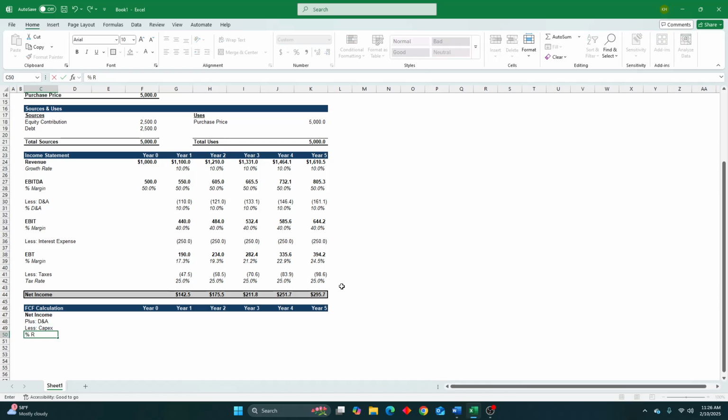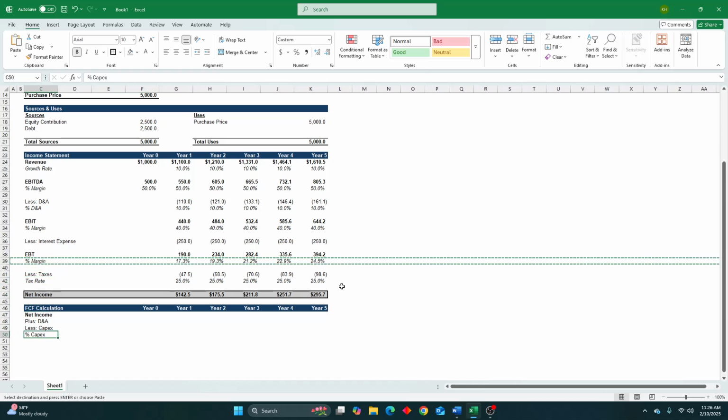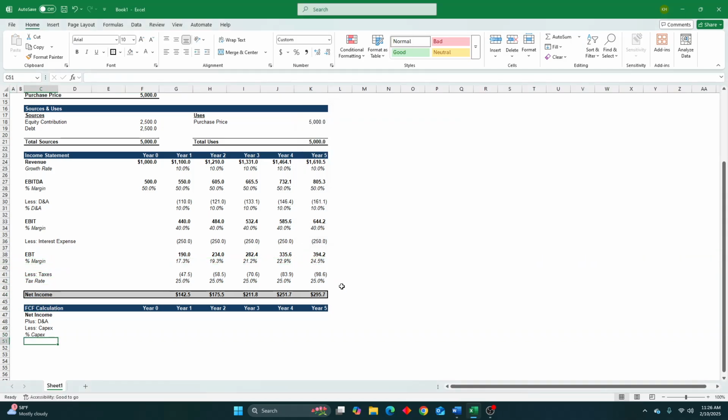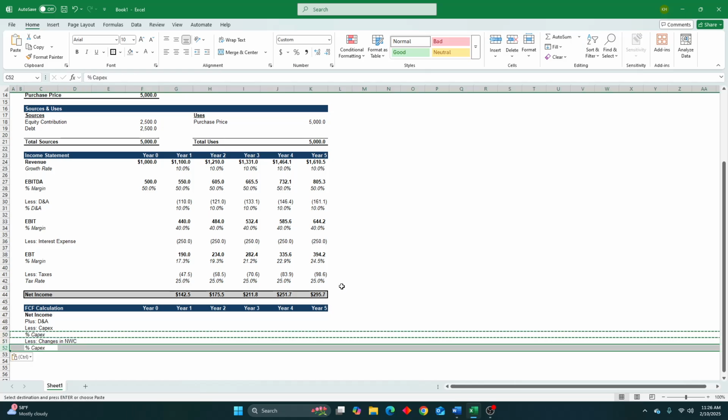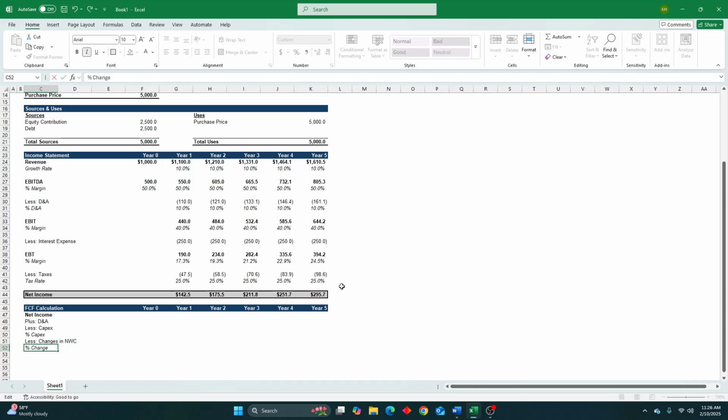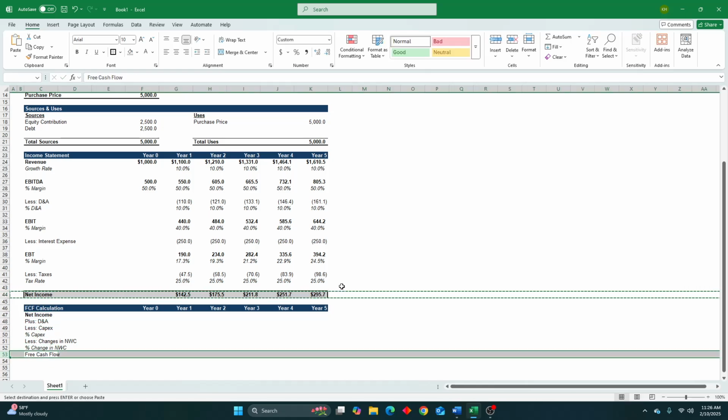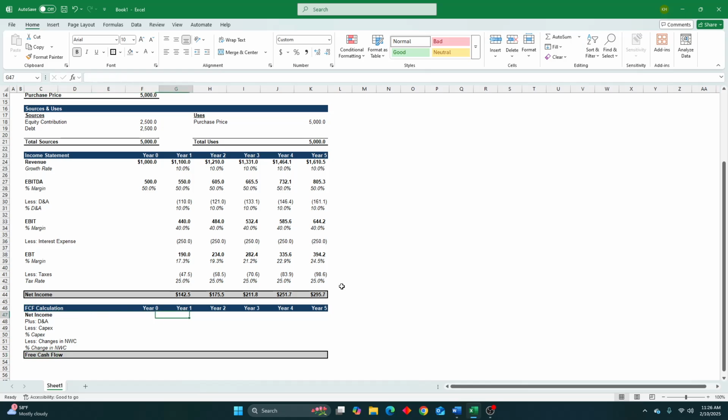This is going to be a percent CapEx. We can paste over some formatting. And then we're also going to take out our changes in net working capital. Then we'll do percent change in net working capital. And so then the end result is going to be our free cash flow. Paste the formatting over. Okay, so starting with our net income, we're going to add back our D&A, or subtract out the negative.